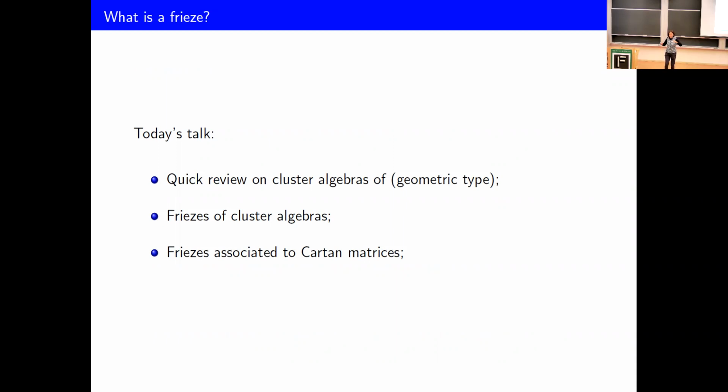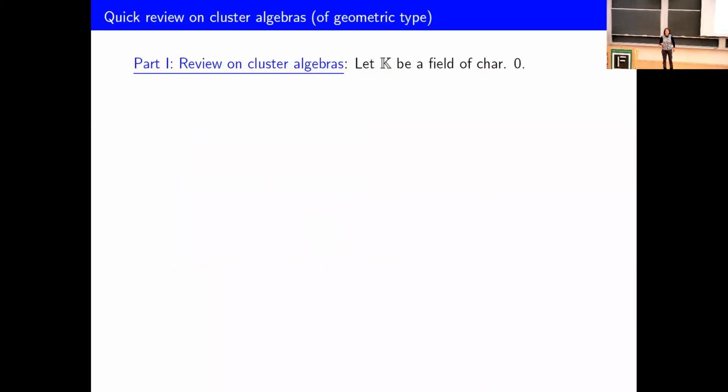I don't know how many of you know the definition of cluster algebra. I'm sure many of you have seen it. You can hear it again. Okay, seen it and forgotten it. I'll try to give it in a more geometrical way of thinking about it.